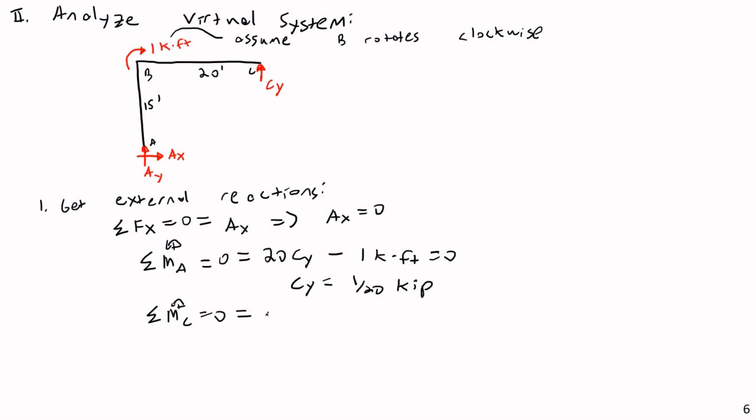Then I can do a sum of moments about joint C is equal to 0. And I will get 20 times AY, and then minus the 1 kip foot couple on joint B, equal to 0. Although let me think about this. This doesn't seem quite right. Yeah, these cannot be going in the same direction.